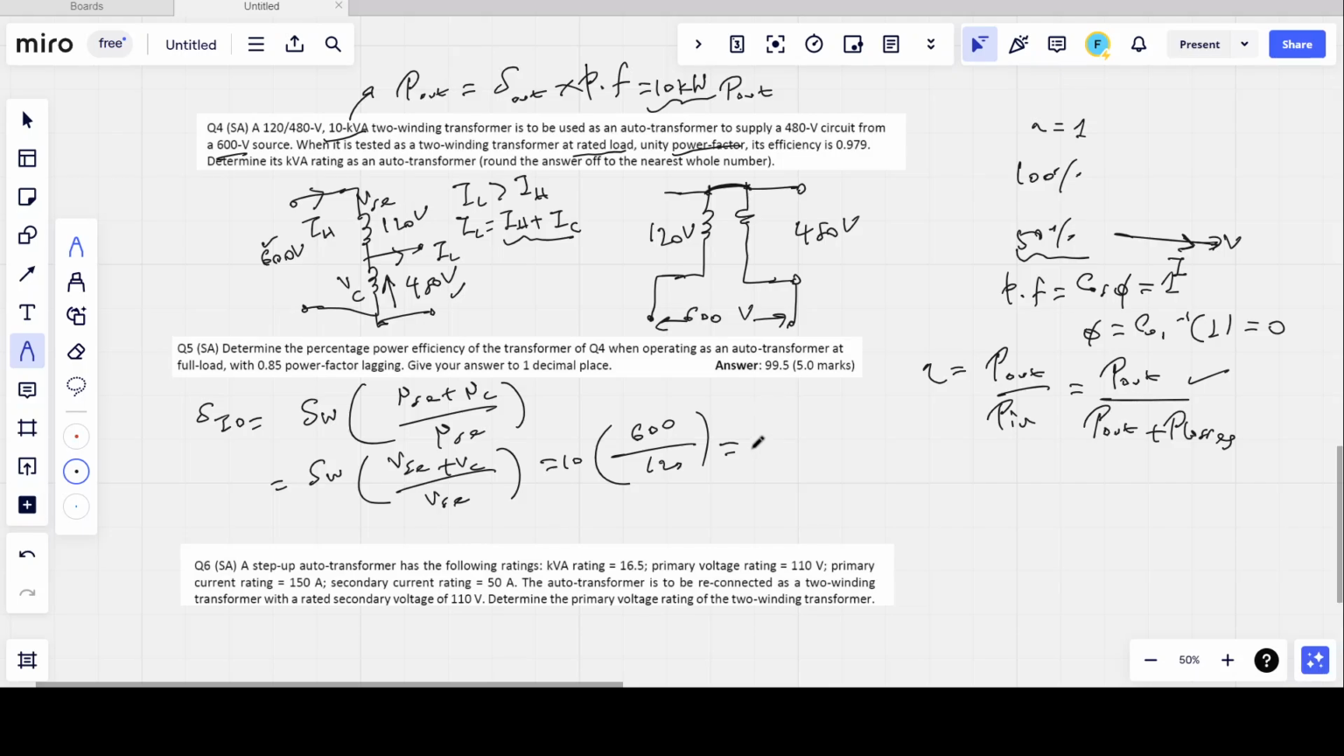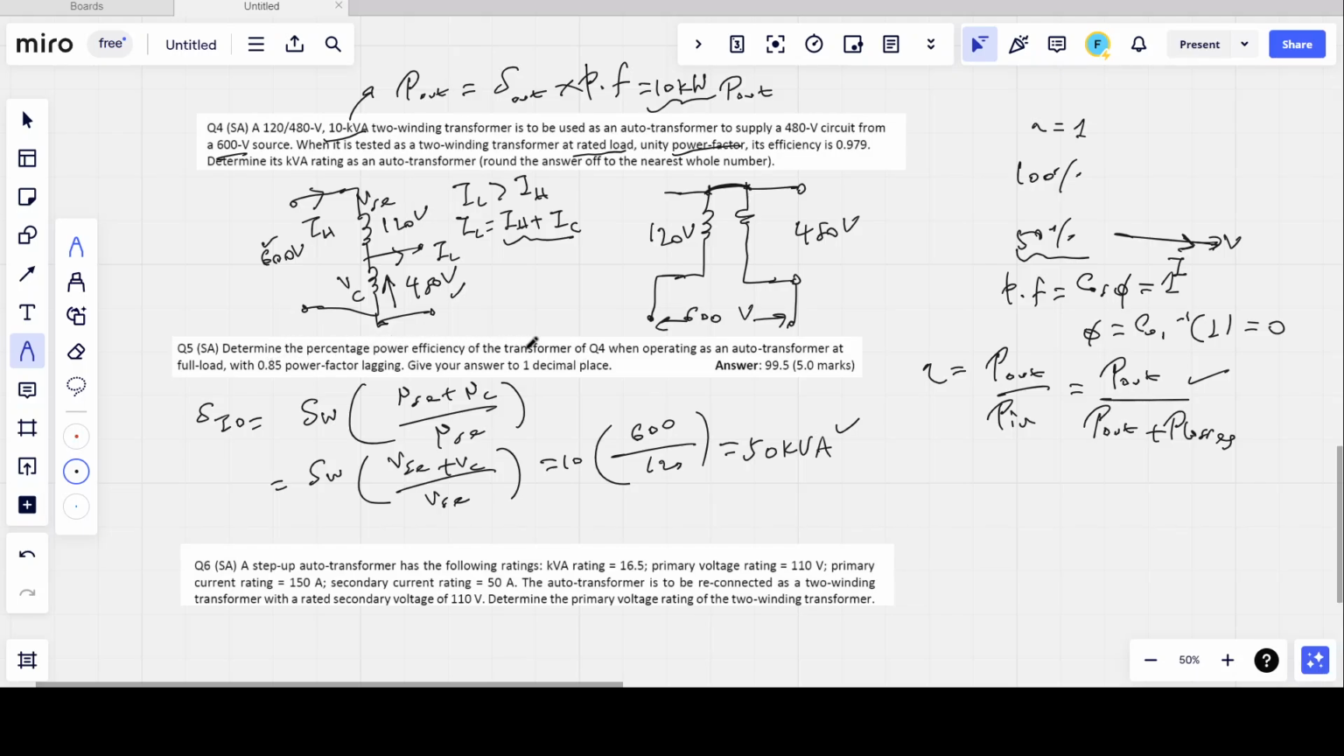I'm getting 50 kVA. So this is the power rating as an autotransformer. If we have an autotransformer with these connections, we expect the power rating to be 50 kVA. So now that we know the power rating of the autotransformer, let us now solve this question here.